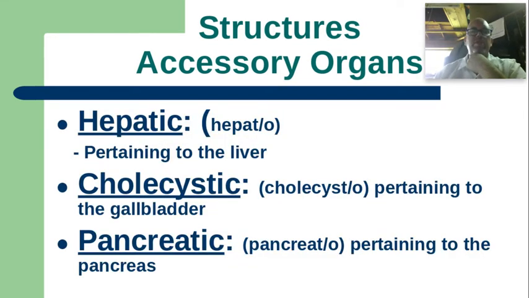Structures, accessory organs: hepatic, going back to medical terminology, hepat is liver, so this pertains to the liver. Cholecystitis pertains to the gallbladder as well. It's inflammation pertaining to the gallbladder. So cholelithiasis would be inflammation of pancreatic, pertaining to the pancreas. We're just having those medical terms that create the beginning portions of the medical situation going on.